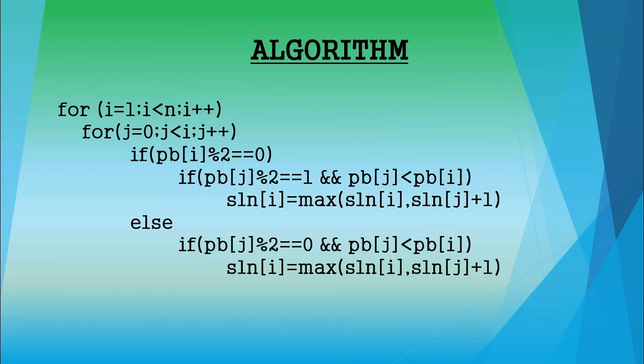If the value represented by I is odd, then it checks whether the value represented by J is even or not. If so, then it again checks if the value represented by I is greater than the value represented by J in the problem array, and if so, then the expression to populate the value in the solution array is the same. Note the difference in the arrays over here. PB represents the problem array and SLN represents the solution array. So it checks the even odd condition and the greater than condition for the values in the problem array.